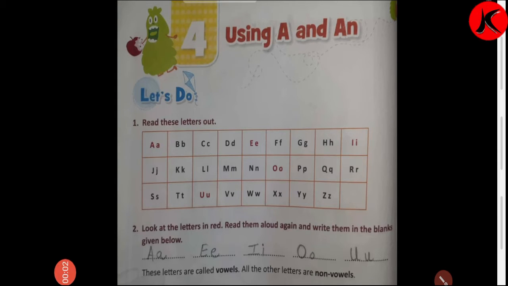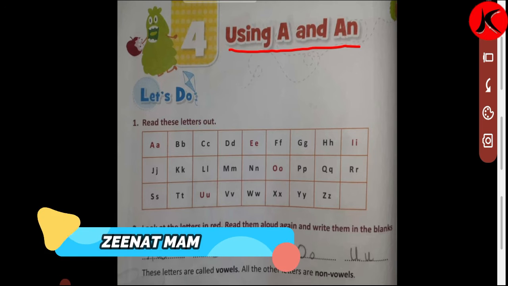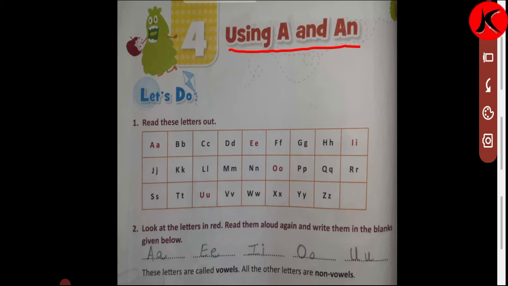Good morning, children. Today we are going to do grammar chapter 4, using a and an. In the first session we had seen how to use a and an. Now in the textbook we are going to do this exercise. We have to read these letters out.